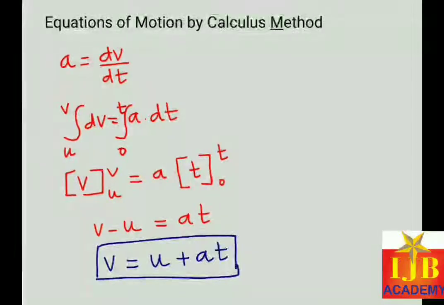Integrating on both the sides, if you integrate dv and put the limits from u to v, and on the RHS, integrating a dt from limit 0 to t. If you integrate dv, you'll get v, so upper limit is v and lower limit is u. In RHS, a is constant, you can take it out, and integrating dt will give you t, and the limits are 0 to t. If you substitute upper limit minus lower limit, it becomes v minus u, which is equal to at. And if you rearrange, you will get the first equation of motion, v is equal to u plus at.